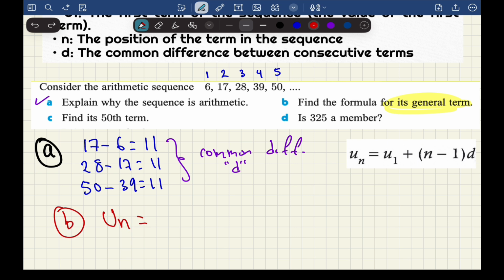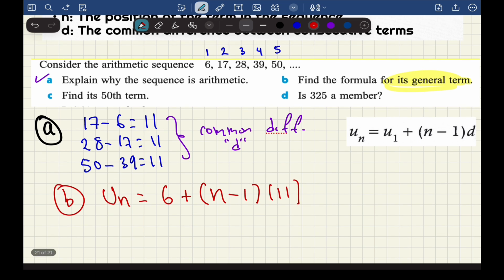So in this case, number 6 plus n. Remember, n is a position, any position, whatever you want. We are going to find the general term. Basically, this is when the position is n, minus 1 times the common difference. So times 11.